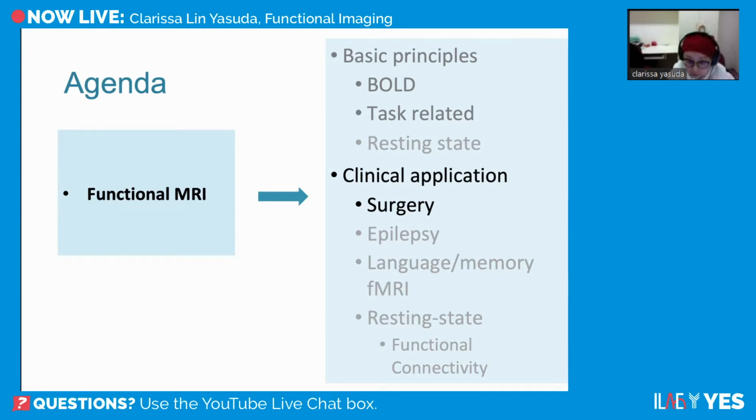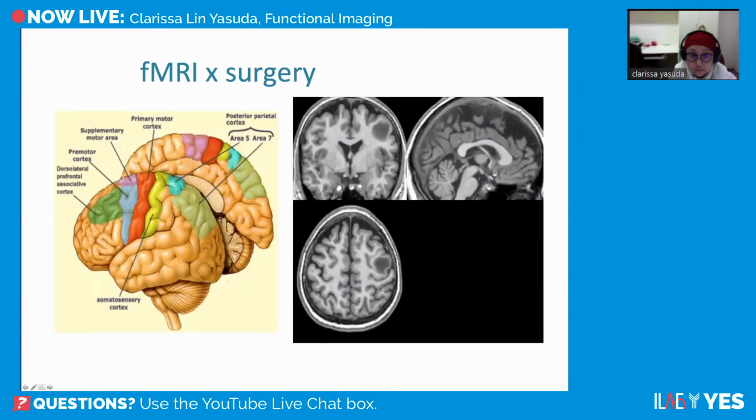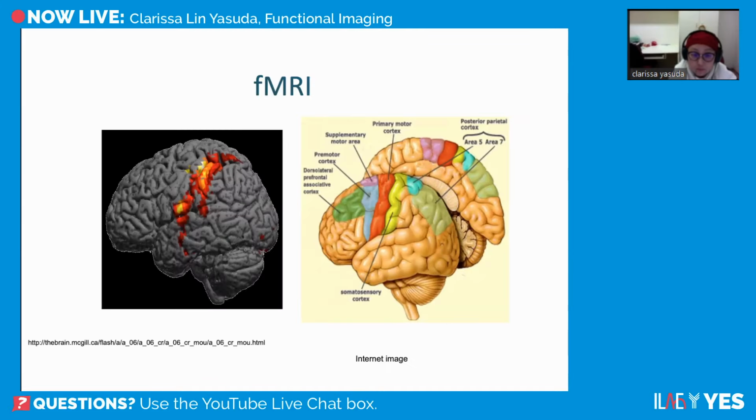And I want to start talking about surgery, okay? So again, this is another paper that focused on the clinical applications and future directions of functional fMRI. I think this is one of the very typical applications of fMRI. So imagine you have a subject with a tumor in an eloquent area like here, and you are interested to know whether or not the activation of the motor cortex is related to this lesion, right? And why is it important?